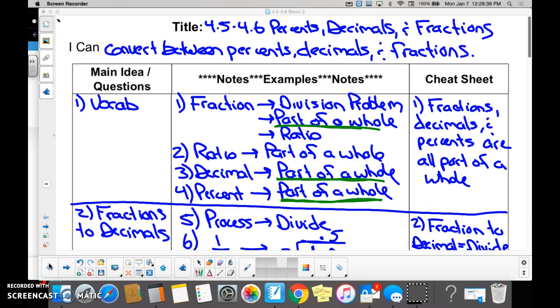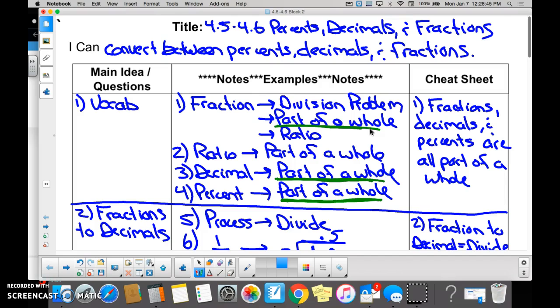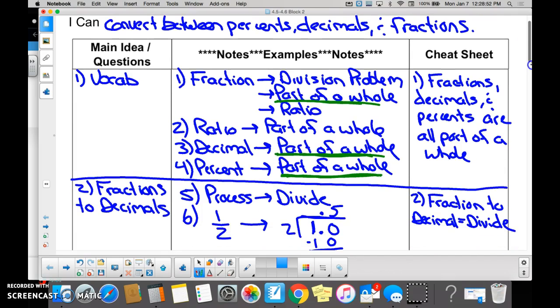First things first. What's a fraction? Part of a whole. What's a decimal? Part of a whole. What's a percent? Part of a whole. They're all parts of a whole, so therefore we should be able to convert between all three of them, right? Yes. Excellent. How do you convert from a fraction to a decimal?